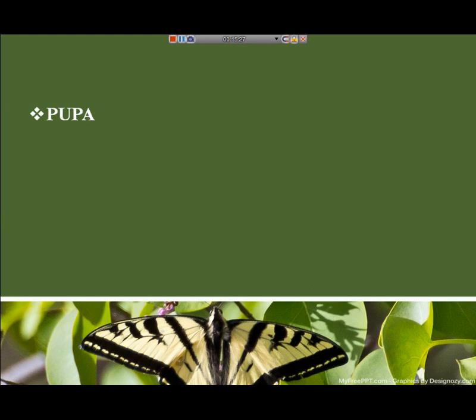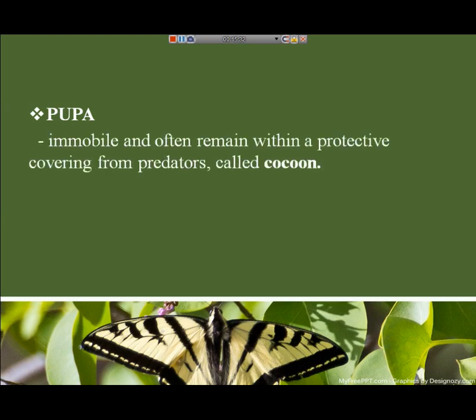Now this time, let's talk about the pupa. It is immobile and often remains within a protective covering from predators called the cocoon.